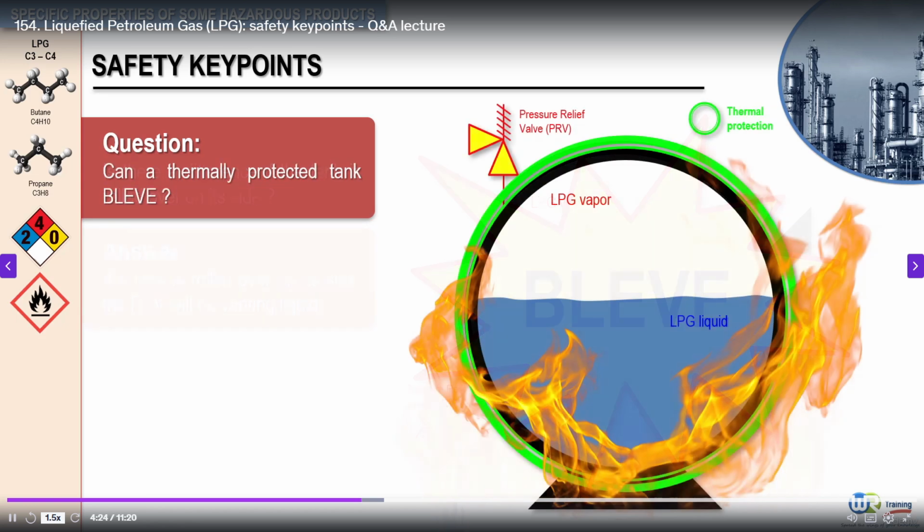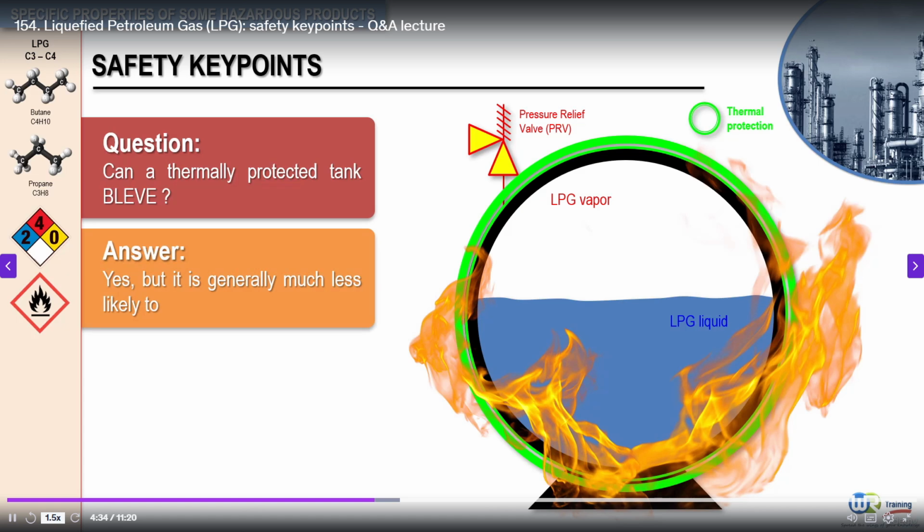Okay, next, can a thermally protected tank BLEVE? Yes, but it is generally much less likely to. However, if the fire is severe enough, or if the insulation, depicted here in green, has been damaged, the tank wall can be directly exposed to fire. The tank wall can then heat up unevenly and could BLEVE.